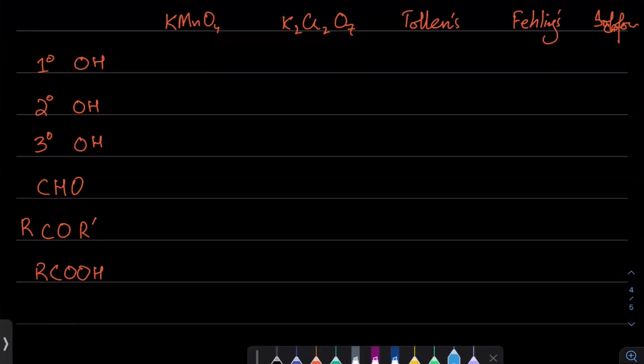Now tell me, does primary alcohol react with KMnO4 or not? It does, sir. Absolutely. Primary alcohol can be oxidized, yes. Secondary alcohol, it does. Yes, it can be oxidized, yes, but this can't be oxidized. Can I oxidize aldehyde with it? Yes. Can I oxidize a ketone? No, sir. I can't, right? So I can't do this. And can I oxidize a carboxylic acid? No, I can't.